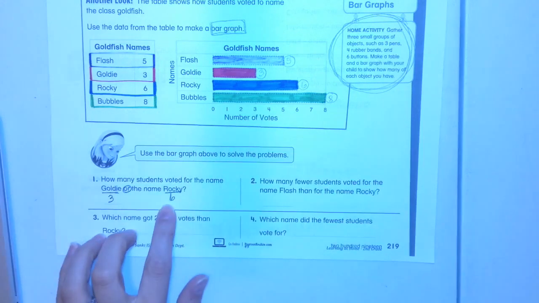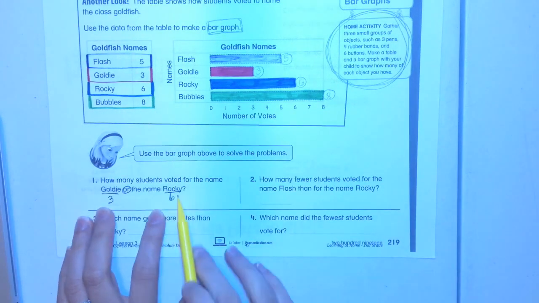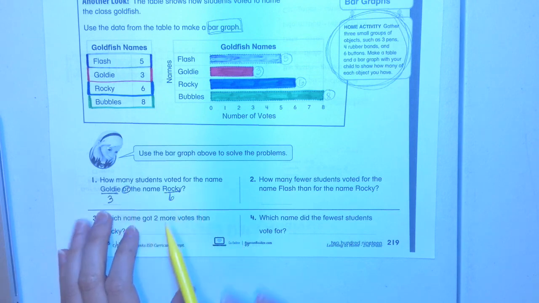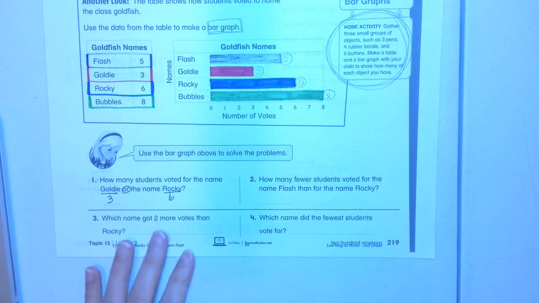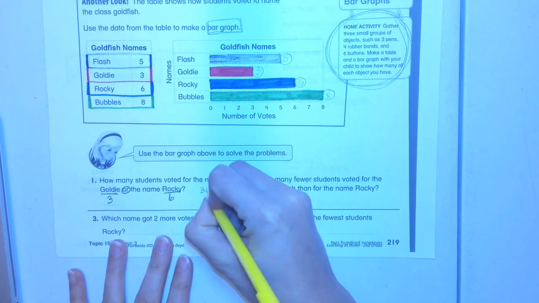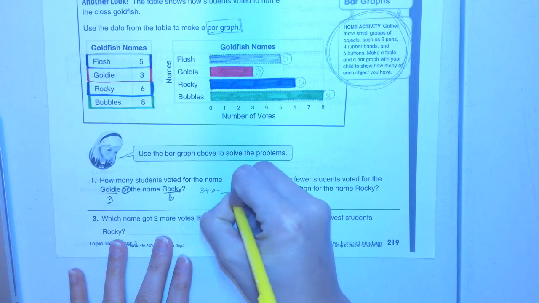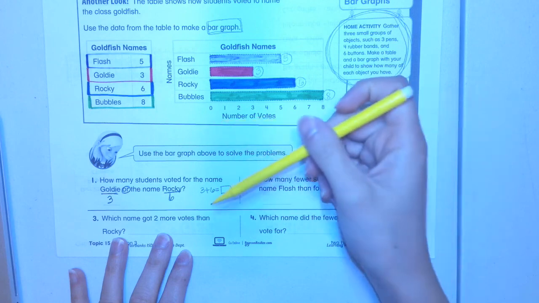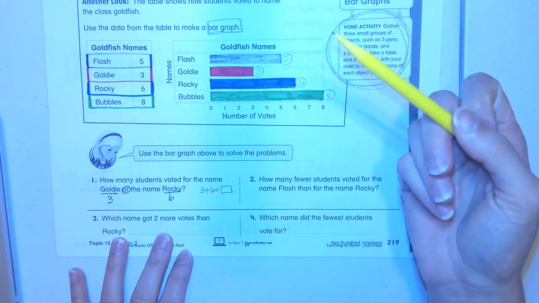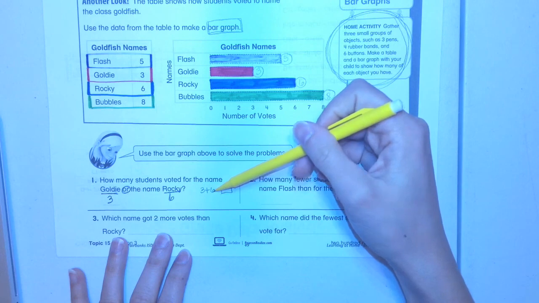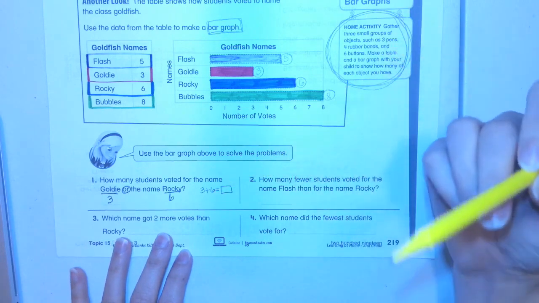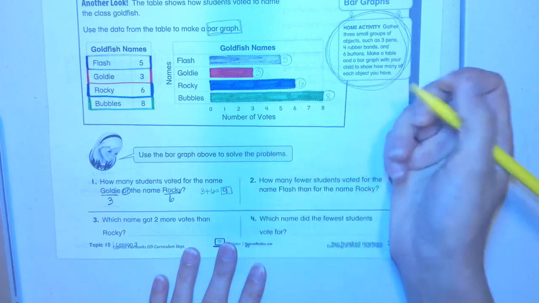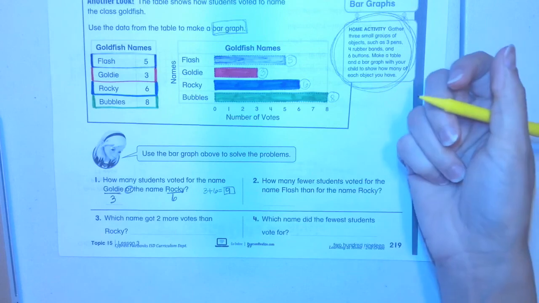I like to put them with the name down here in the problem so that I know exactly what number goes with who. So because it says or, we need to add these two numbers together. So we're going to combine them. We're going to add 3 plus 6 equals box. So if you know off the top of your head what 3 plus 6 is, then you are on fire. If you don't, you can start with 6 and you can count up 3 more. So 6, 7, 8, 9. So we know our answer here is 9 students voted for Goldie or Rocky.